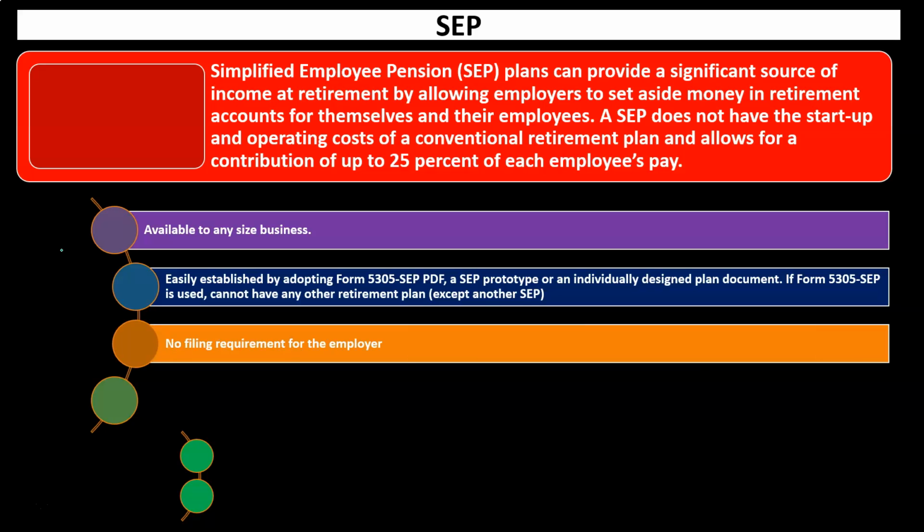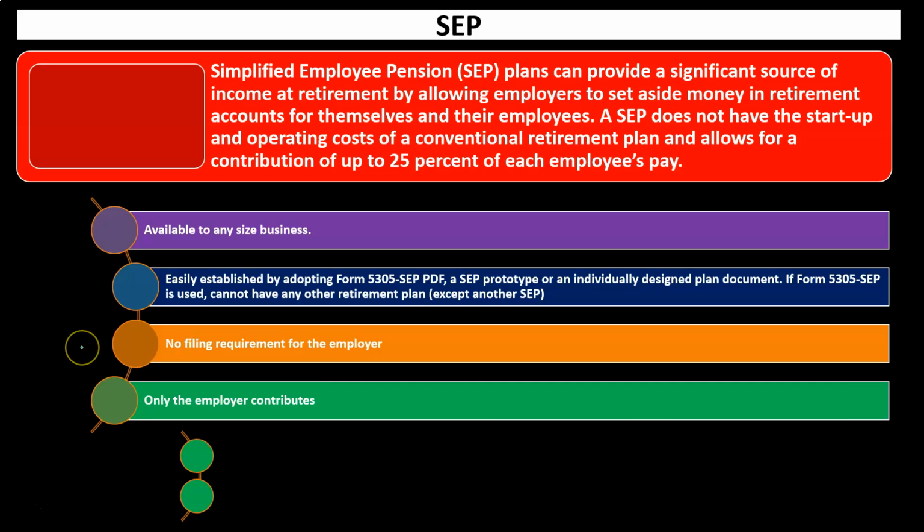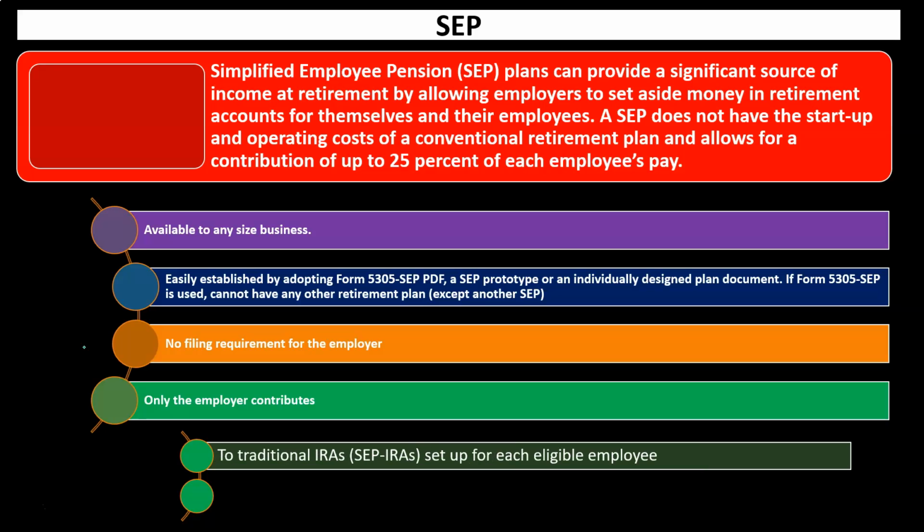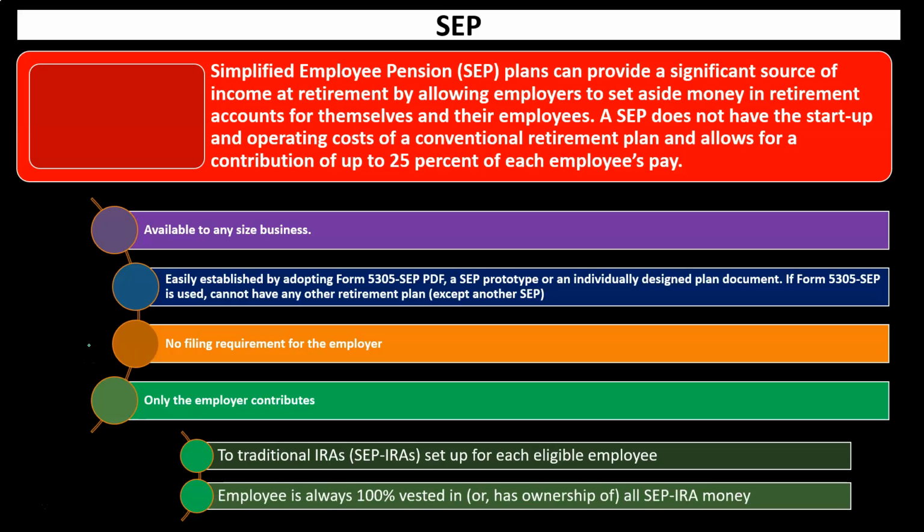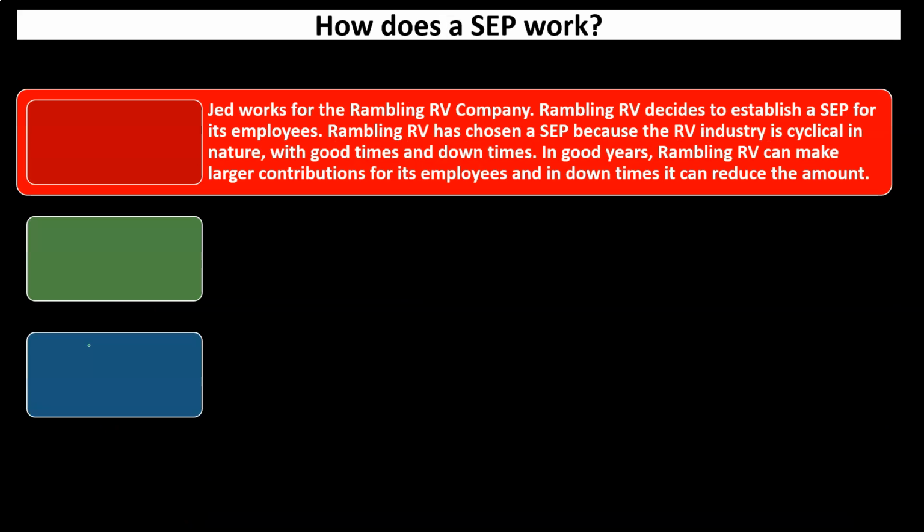So no filing requirement for the employer. That's a huge benefit. Again, it's going to be less on the costs that would be involved with regards to handling the administrative processes. Only the employer contributes. So only the employer is putting money into that, and that's, again, pros and cons, a restriction to it. The traditional IRAs, SEP IRAs, are set up for each eligible employee, and the employee is always 100% vested in, or has ownership of, all SEP IRA money. So they have the ownership of it. They're 100% vested. How does the SEP work? Quick example here. Jed works for a Rambling VP company.